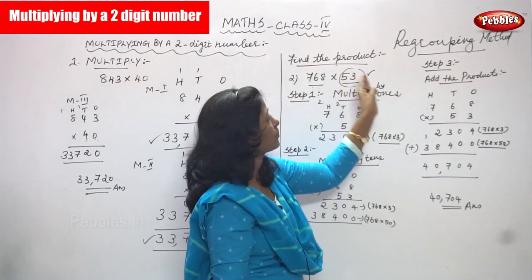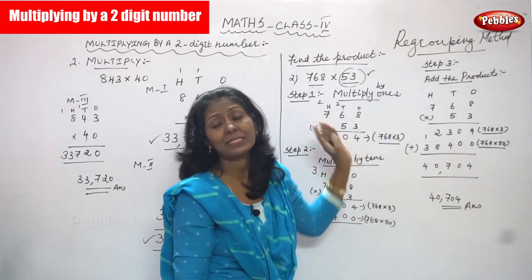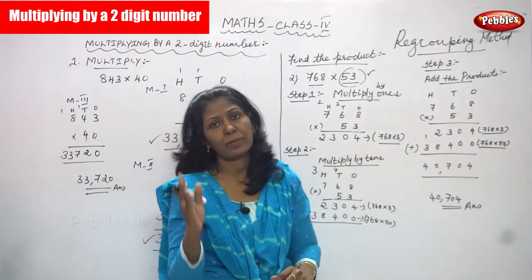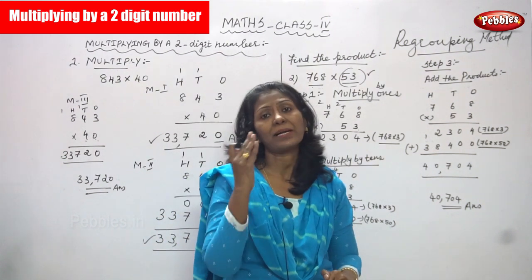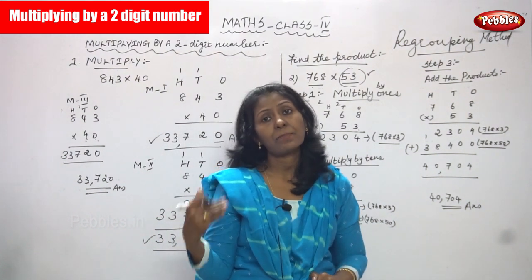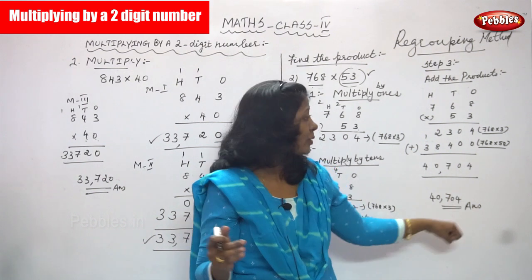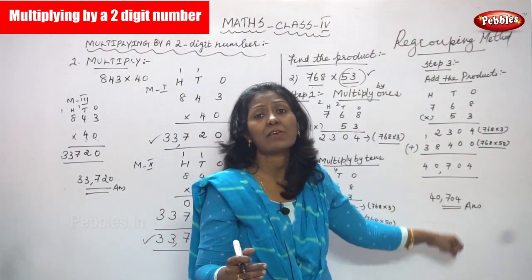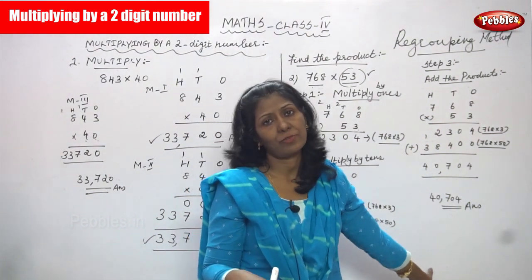That is how to find the product using the regrouping method. This is the step-by-step process. First you have to multiply by ones. Next step, multiply by tens. And third step, add the products. Finally you get this answer. That is, 40,704 is the right answer for the question.